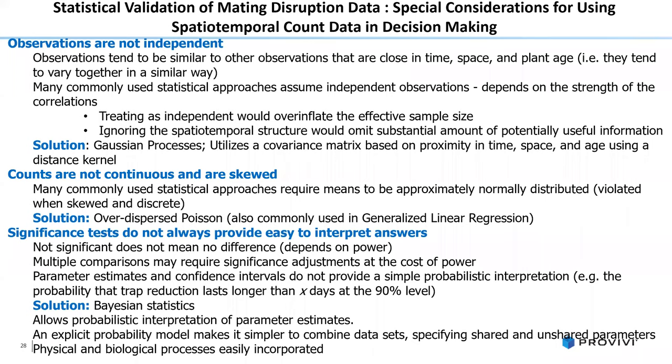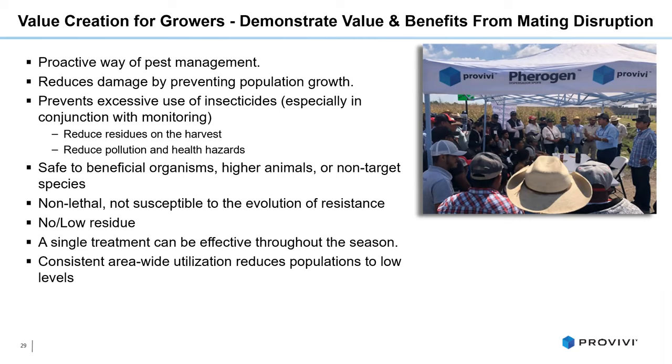Once we get this spatial analysis done, we start looking at the value creation trials for the growers. These are nothing but knowledge sharing sessions. Since the technology is very, very new, we need to make sure that growers understand what mating disruption technology actually provides them. There are several ways of looking at the value and the benefits for the growers. We educate them on a proactive way of pest management, reducing and preventing population growth in wide areas, and reducing residues, because the lesser the number of generations, the lesser the damage, and the fewer insecticides need to be applied.